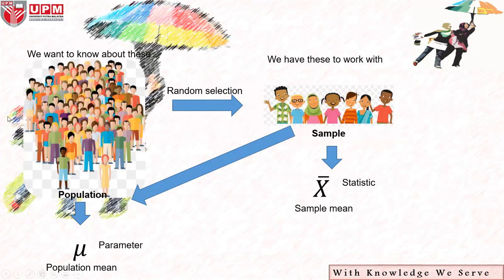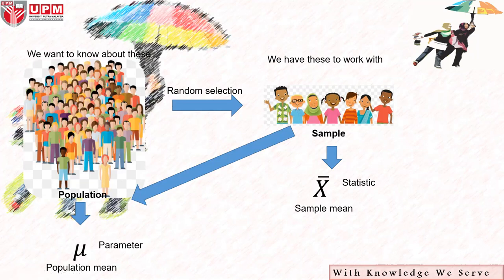Okay, so for example, the left side is our population. So this is the one that we want to know about. Okay, our population. Sorry, before that: any values that derive from the population, the name is parameter.